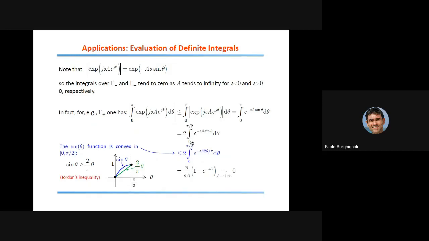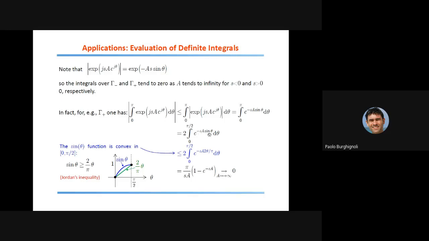Why do we do that? Well, because in the reduced integration domain, from 0 to pi over 2, the sine function, which is represented here in this small drawing, is a concave function, which means that it remains always above the secant, that is the straight line that joins the two endpoints. So the sine function is always larger than or equal to the secant, which is a linear function of theta with coefficient 2 over pi. With this inequality, which is technically known as Jordan's inequality, we are able to estimate this integral because we can now replace the sine function with the secant, thus obtaining something that is larger because we have a minus sign in the exponent.